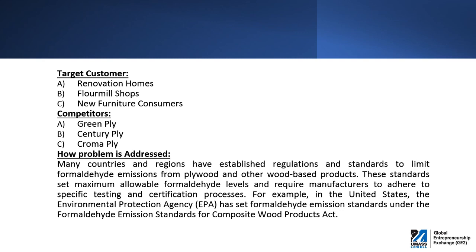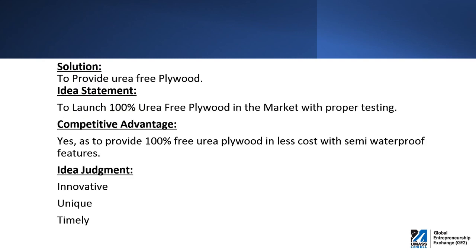How is the problem addressed? Many countries and regions have different types of standards. Like in India, we have 710 grade for fully waterproof plywood and 303 grade for semi-waterproof plywood, which will be urea based. They are given as per the environment and the types of agencies. What is the solution? The solution is to provide urea free plywood. We will use certain types of chemicals and certain types of standards to solve that problem.